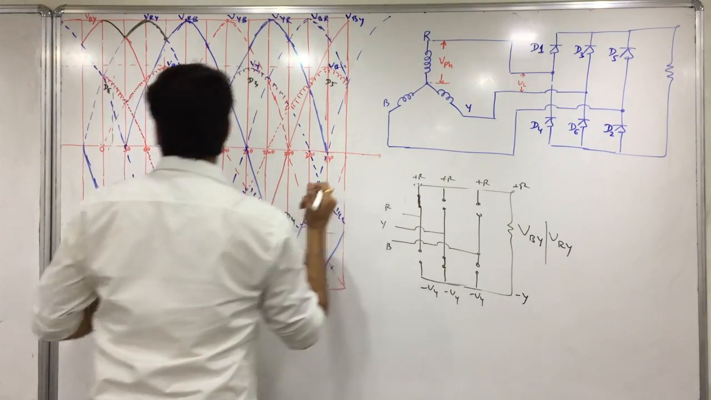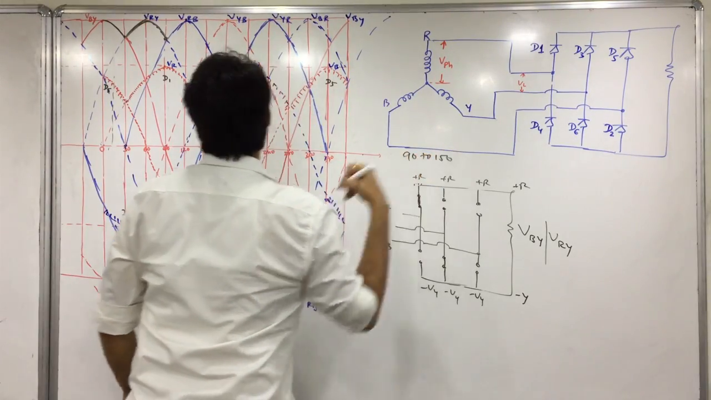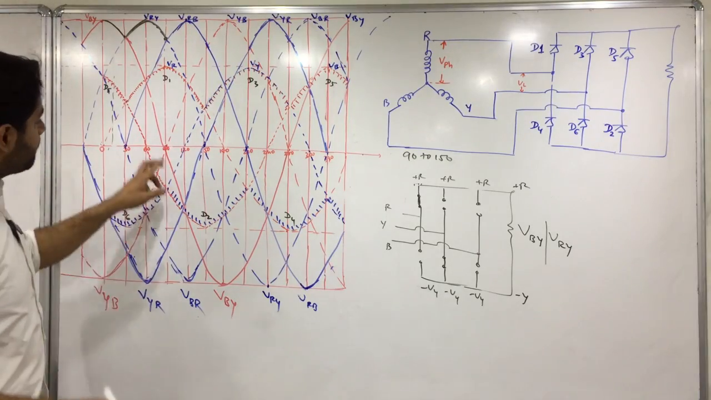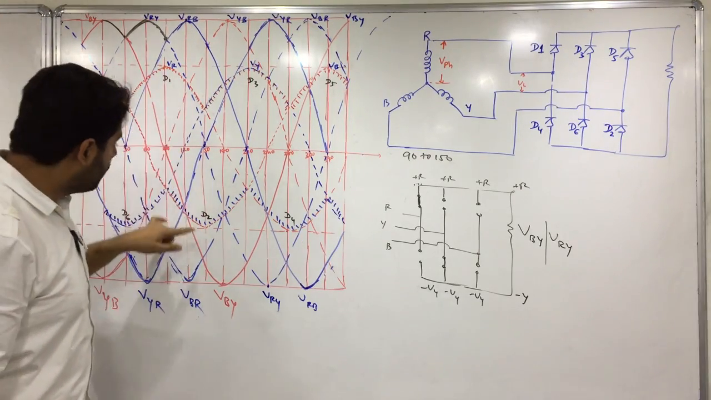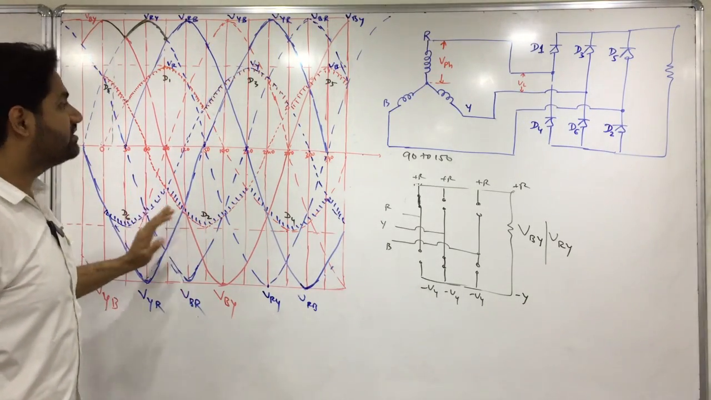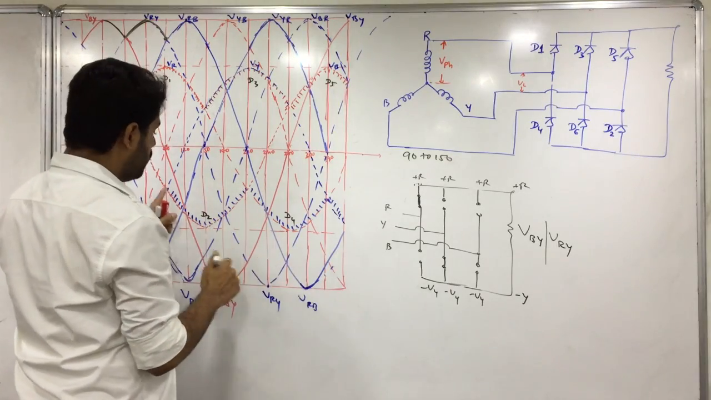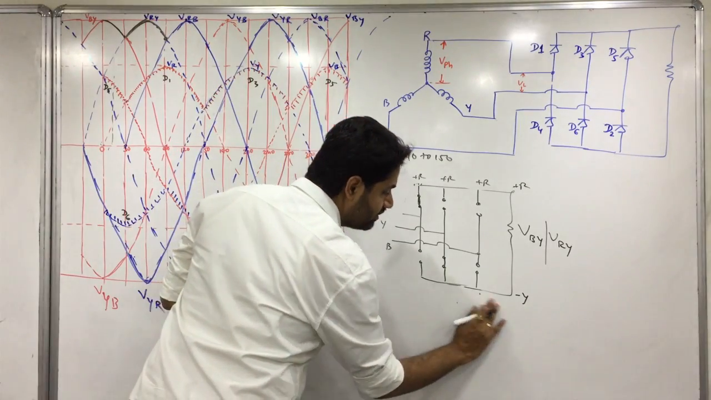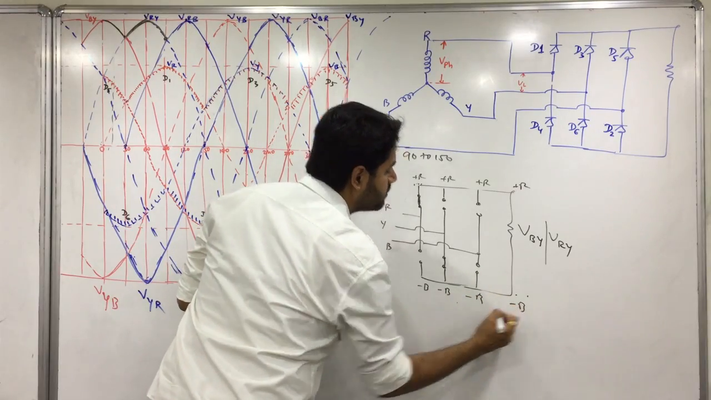Now let's talk about 90 to 150. From 90 to 150, upper is D1 and lower is D2. Yes or no? Right? D2 is VB. Fine. So lower is VB. So it has changed. Minus B, minus B, minus B, minus B.